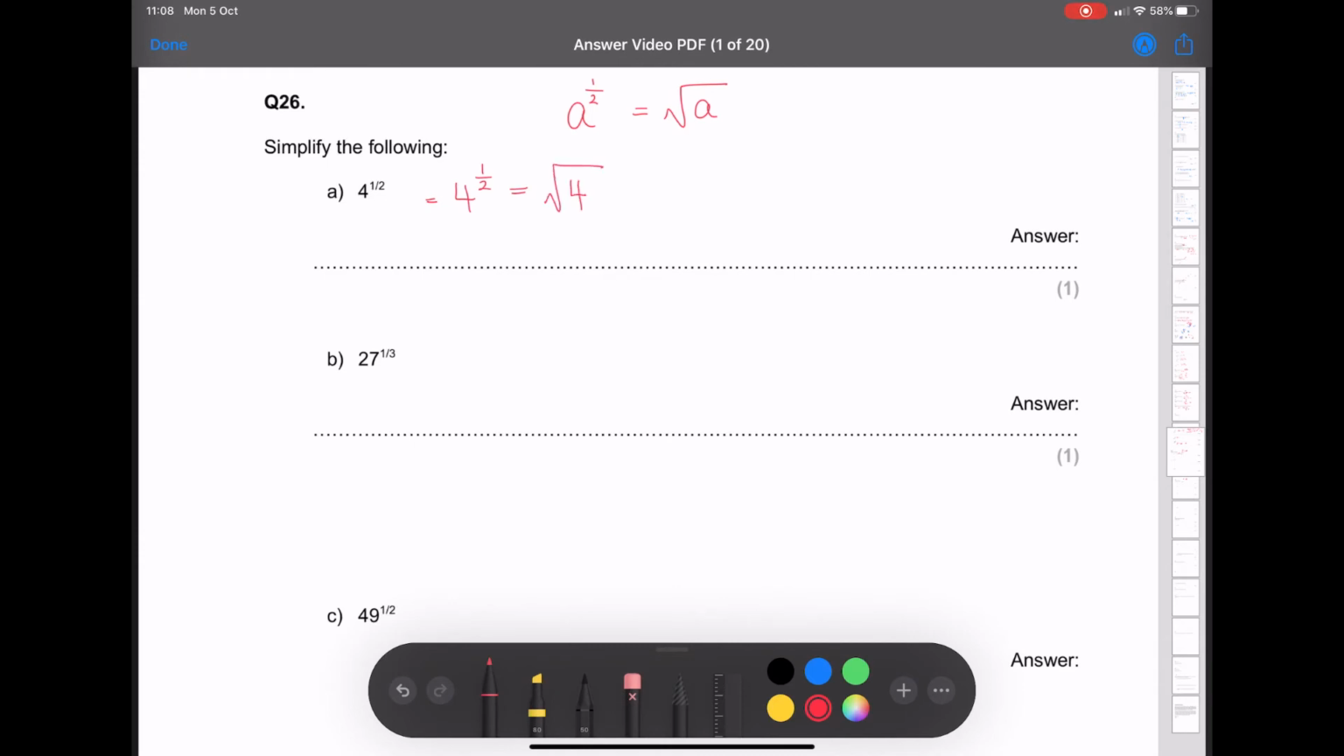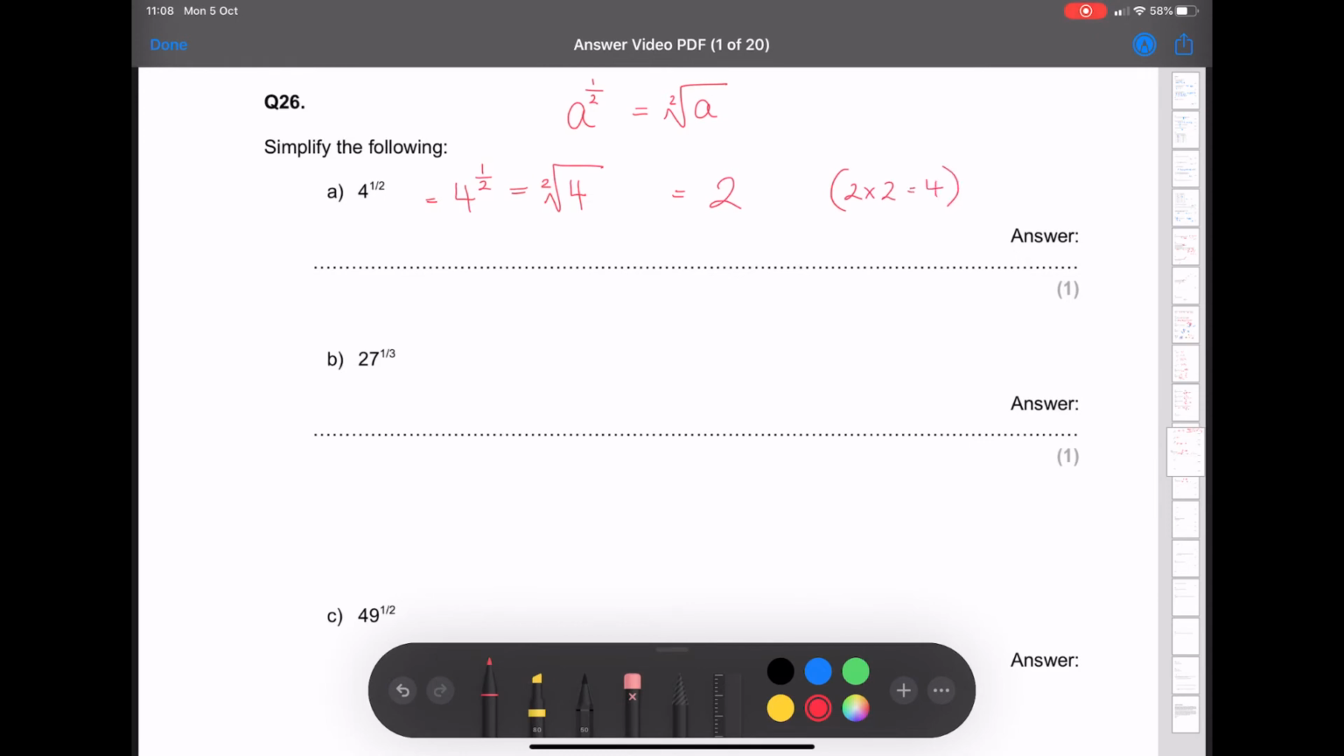Technically, because it's a half or a 2, you could write a little 2 there if you wanted. That just means, what do you times together to get a? So this one will be 2 times 2. What do you times together to get 4? So if 4 to the power of a half is the same as the square root of 4, well, the square root of 4 is 2, it must be 2 because 2 times 2 is 4.